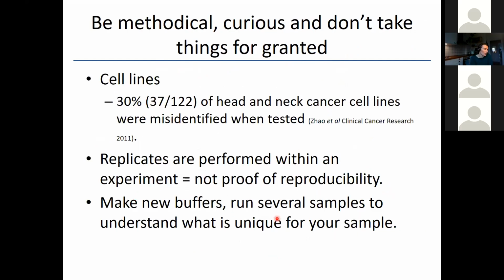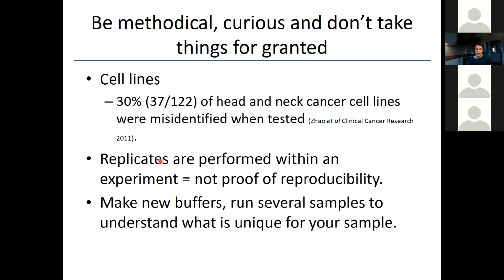So you really need to think about all the steps that are happening to your sample and report them, so you have them, but also report them in the publication. So be methodologically curious, be curious, ask other people. If you're not the one collecting the sample, talk to the people that are, and don't take things for granted. So for example, if you're working with cell lines, it was shown that 30% of the head and neck cancer cell lines were misidentified when they were tested.